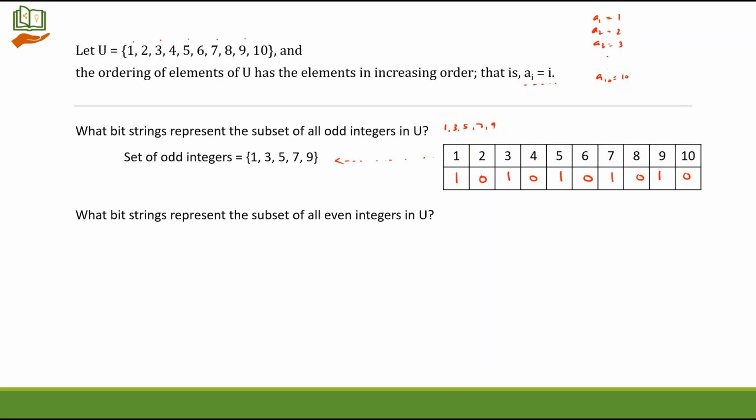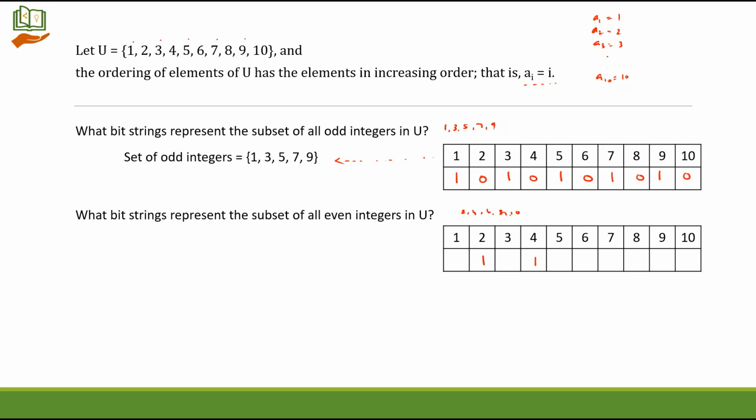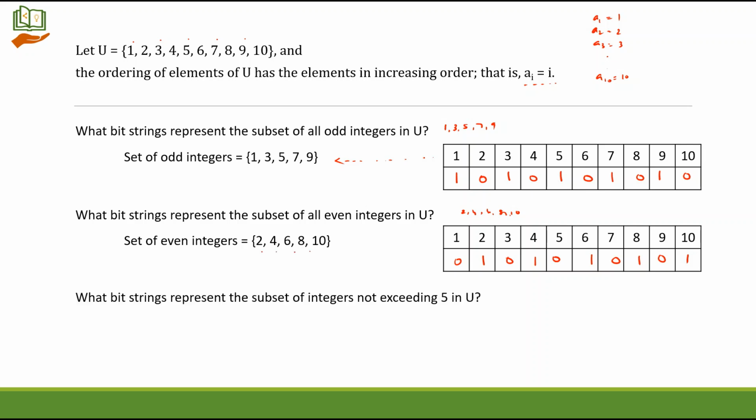What bit strings represent the subset of all even integers in U? What are the even integers? 2, 4, 6, 8, 10. So in the same universal set, 2, 4, 6, 8 and 10 should be marked as 1. The remaining places will be marked as 0. When the system looks at this representation, it will understand the elements are 2, 4, 6, 8 and 10.